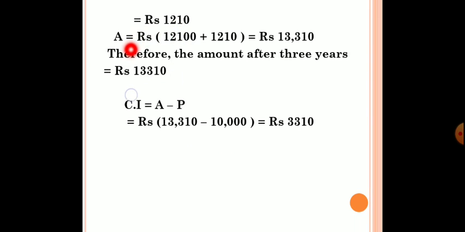So the amount at the end of the third year is equal to principal plus simple interest, that is rupees 12,100 plus 1210, which is equal to rupees 13,310. Therefore, the amount after 3 years is rupees 13,310, and compound interest is equal to amount at the end of third year minus principal at the beginning. So that is rupees 13,310 minus 10,000, which is equal to rupees 3,310.